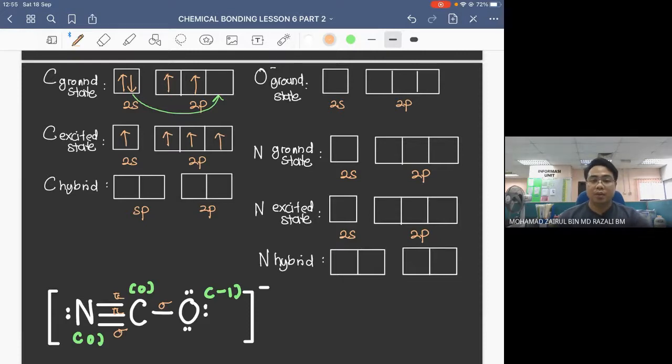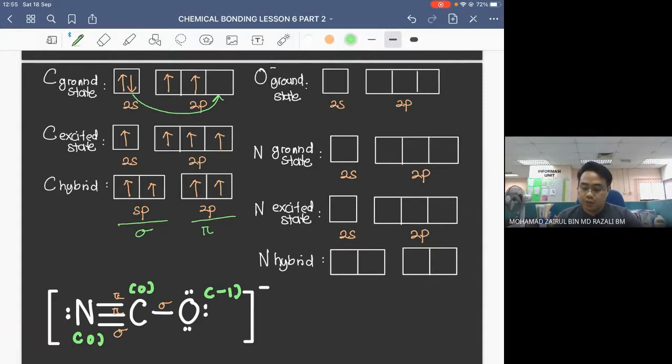Okay, 4 orbital. Okay, so since the hybrid on the carbon is sp hybrid, maknanya saya akan gabungkan 1s dan 1p. Okay, dan lagi 2 itu jadi 2p. So maknanya yang dua elektron kat sp orbital kita akan gunakan untuk hasilkan sigma bond. Lagi dua ini kita akan gunakan untuk hasilkan pi bond dengan N. Sebab awak tengok between carbon and nitrogen tu akan ada 2 pi. So mana carbon kena bagi 2 elektron, nitrogen pun nanti kena bagi 2 elektron.